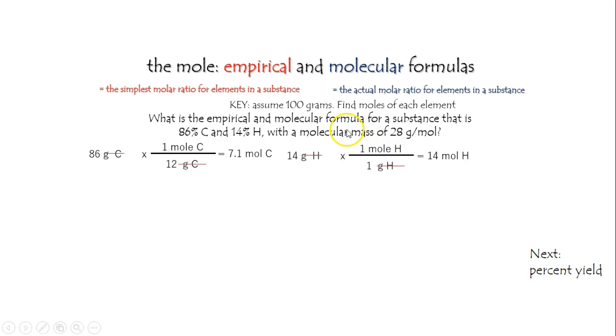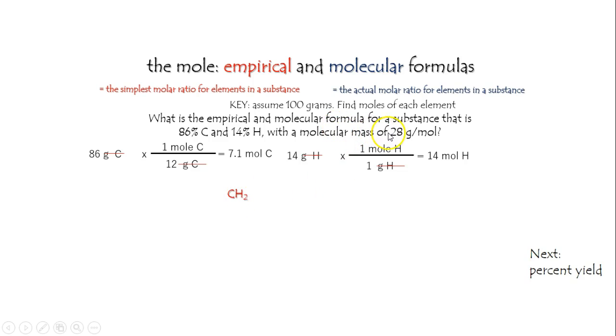A nice thing about these problems is that they typically give you cute little ratios, 1 to 2. Therefore, the empirical formula of this substance is 1 carbon for every 2 hydrogens, or CH2. That is our empirical formula. They gave us some more information, though. I mean, this could be CH2, it could be C2H4, it could be C3H6.